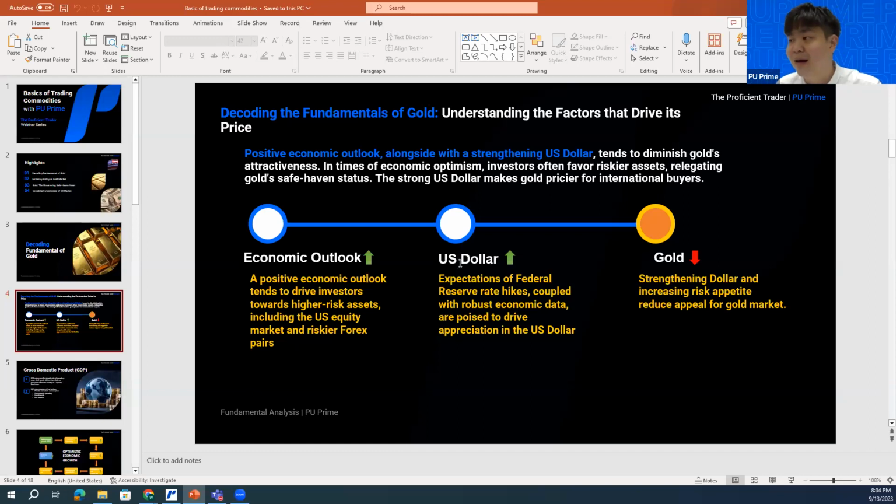Another thing is the dollar. A lot of traders already understand that when the dollar increases, there is a high chance the gold market will drop. They are mostly negatively correlated.